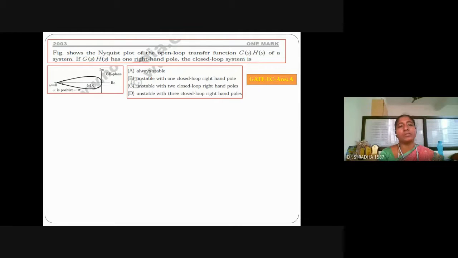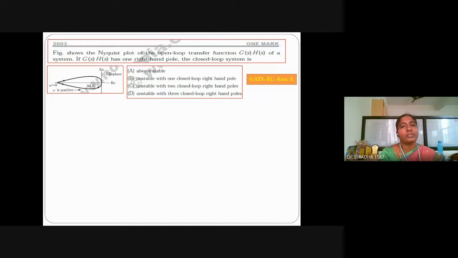Now this is our first question. The figure shows the Nyquist plot of the open loop transfer function G(s)H(s) of a system. G(s)H(s) has one right hand pole. Then what about the closed loop system?